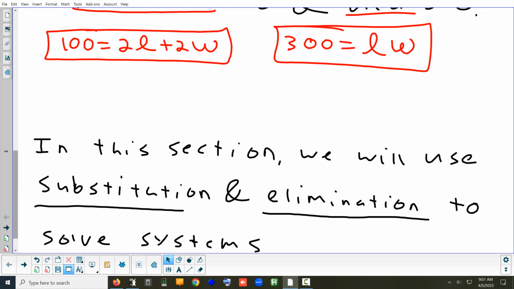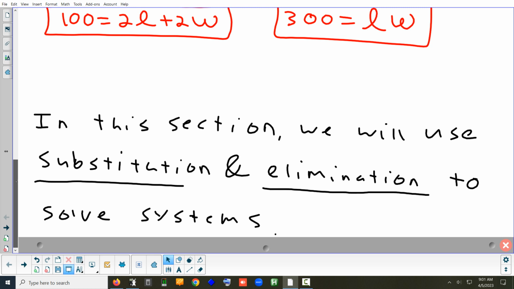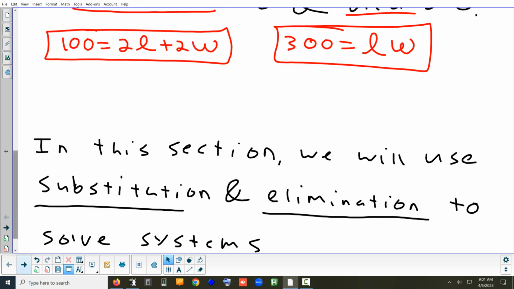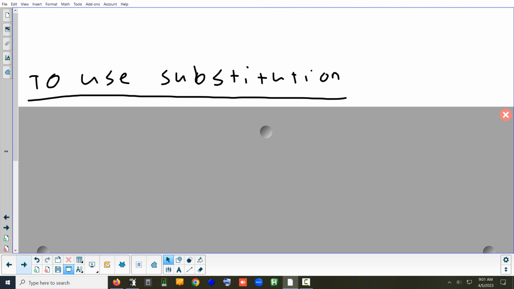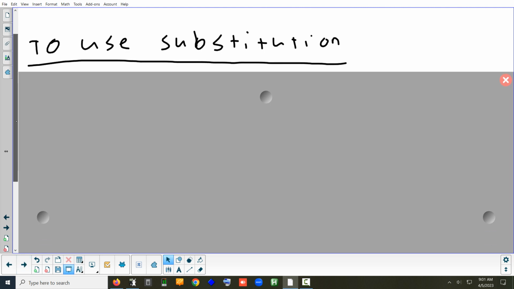Okay. So some problems are more appropriate for substitution, some are better for elimination. We're going to focus on both of those methods in this section. So the first one I'm going to talk about is substitution. We'll go through what substitution is, how you do it, and then we'll try it. Okay, so how do you use substitution?